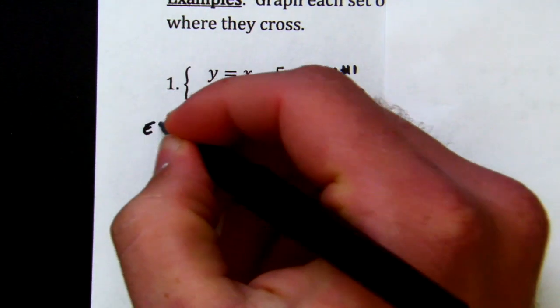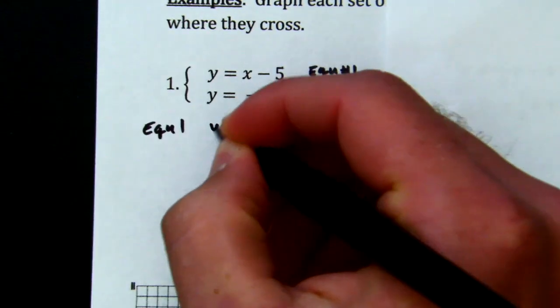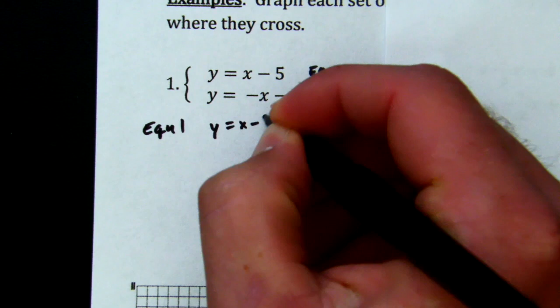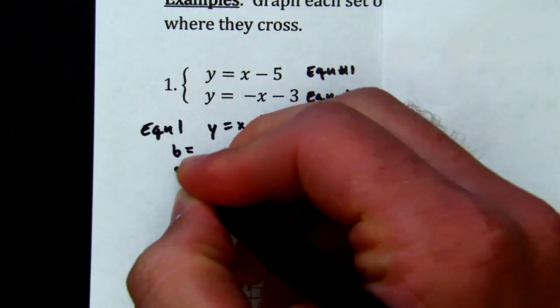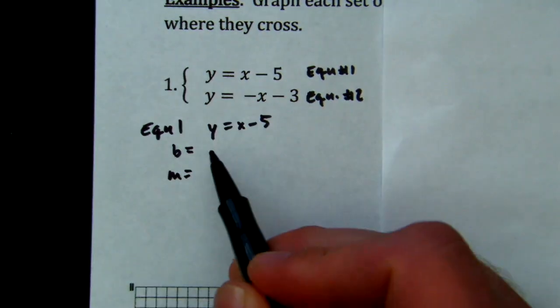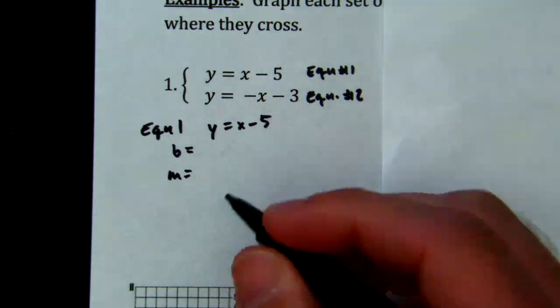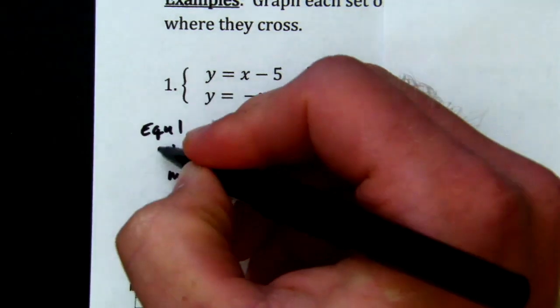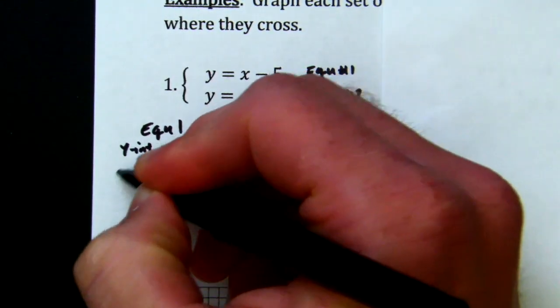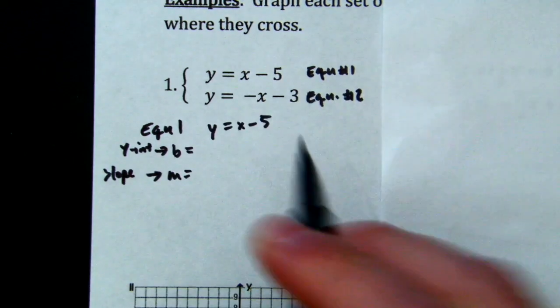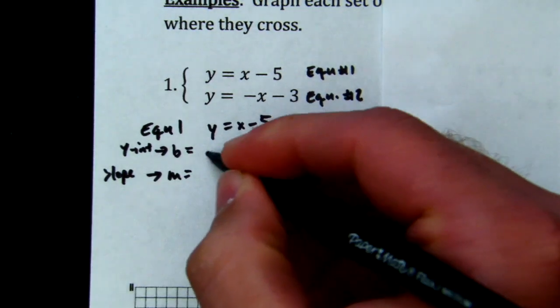So equation number 1 is y equals x minus 5. Now, to graph this equation, we need two things. We need our b and our m. And these equations are already solved for y, so we don't have to worry about solving for y because it's already done for us. And if you remember, b is the y-intercept, m is our slope. So my y-intercept is going to be right here. It's going to be -5.